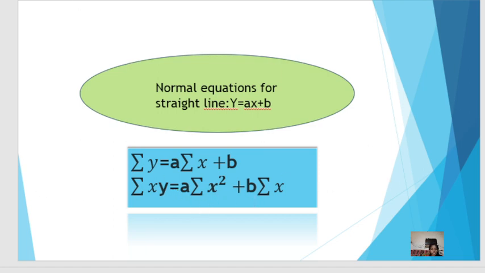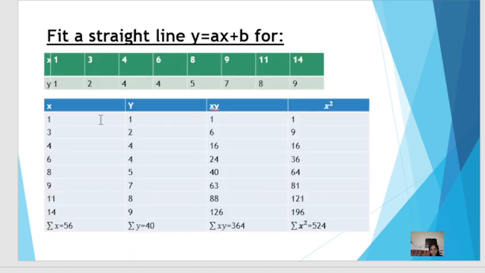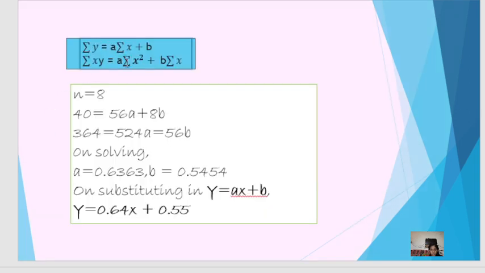Now let's see a problem here. The first thing is to fit a straight line y equals ax plus b. It is a simple problem I have taken here. According to the formula, we need to find summation x, summation y, summation xy, and summation x square. Once we are done with finding all the summations, we substitute them in their positions. Then we find the constants a and b.